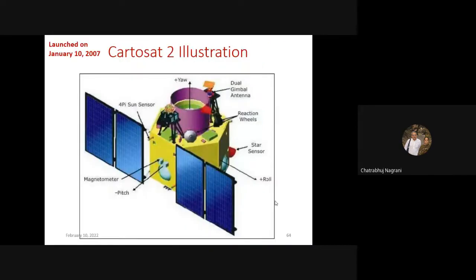This is Cartosat-2. Cartosat-2 gives a resolution of, it was launched as, if you remember right, I was saying that we went to better than 1 meter, that is 0.8 meter in 2007. If you remember those trips from 1 kilometer, how we went to 0.8 meter. So this is the satellite which took the pictures of 0.8 meter resolution very fast.